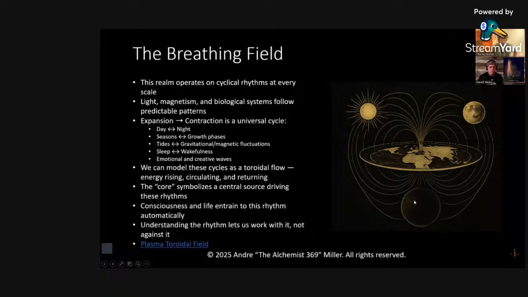I'll get into how exactly in a little bit, but we can model these cycles as a toroidal flow, energy rising, circulating, and returning, right? And everything reacts to this, right? And understanding this rhythm allows us to work with creation and not against it, right?